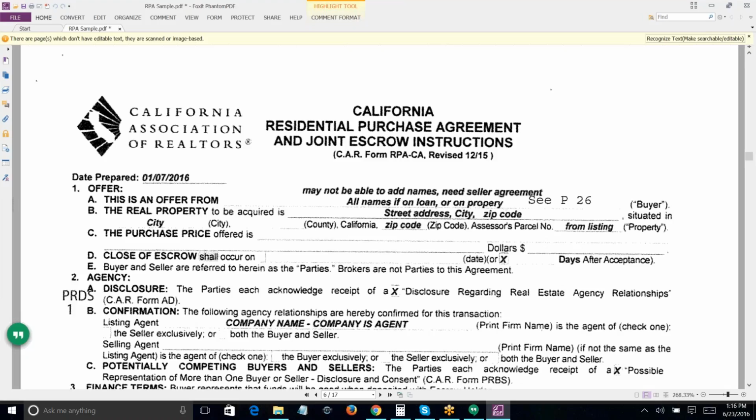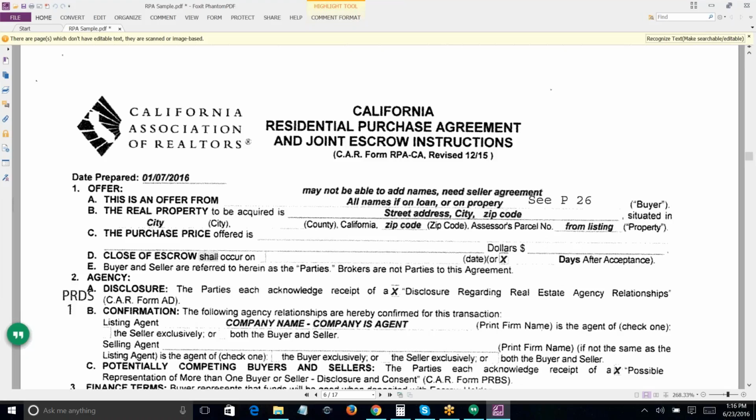Buyer and seller, as we're going through this, the next line says under E, I'm on 1E, buyer and seller are referred to as the party. Brokers are not parties to this agreement. This is a surprise to many real estate agents. All right, real estate agents sometimes will call the escrow company and change the close of escrow date. They don't have the power to do that.